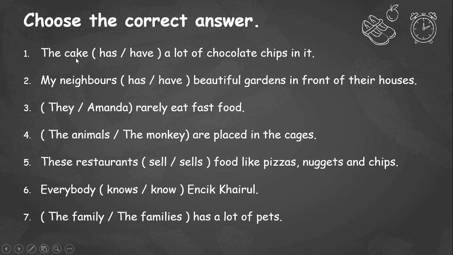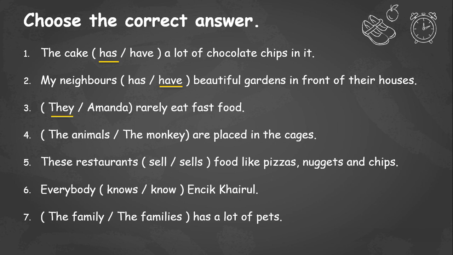The first one. The cake has a lot of chocolate chips in it. So which one is the answer? That's right, the answer is has. Next one. My neighbors have beautiful gardens in front of their houses. Which one is the answer? That's right, the answer is have. Next one. They, Amanda, rarely eat fast food. So which one is the answer? Yes, the answer is they.